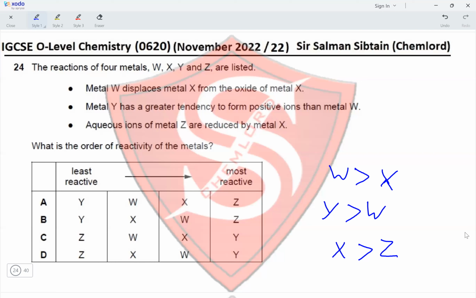Okay, so W, X, Y, Z. We have this figured out. Z is less reactive than X, which is less reactive than W, which is less reactive than Y. So we have figured out the reactivity, the most reactive being Y and the least reactive being Z. So what is the order of reactivity of metals? The least reactive metal would be Z, eliminating options A and B. Next would be X, eliminating option C. Next would be W, and the most reactive metal would be Y, making option D the correct option for this question.